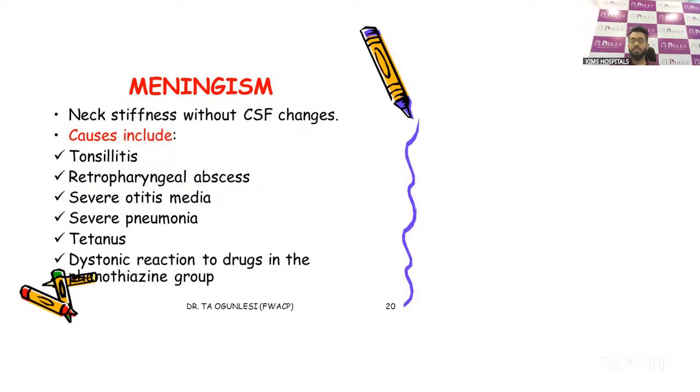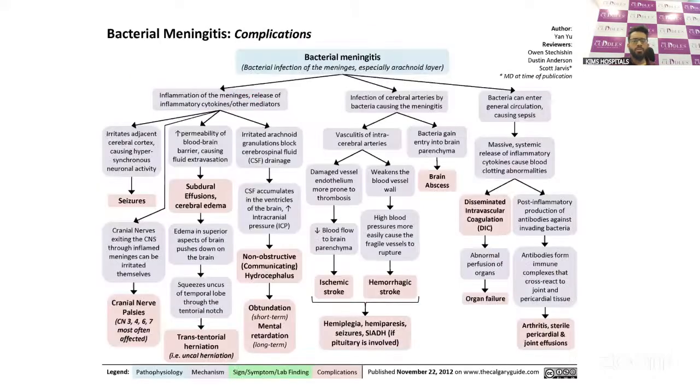So these are some of the signs. Dystonic reaction also: some medications are known to cause dystonia, and sometimes that can be confused with meningism. And one more thing is tetanus. In tetanus you have neck rigidity, and sometimes it can be misunderstood as meningism. So this is the approach.